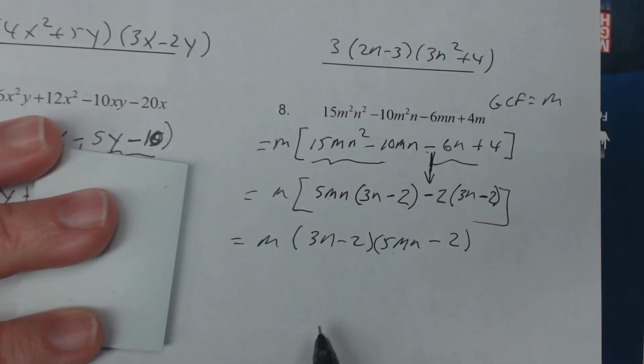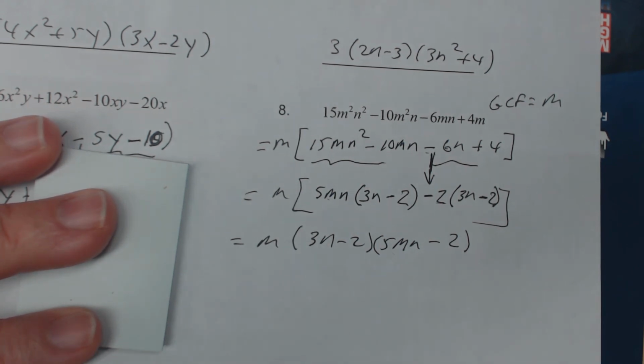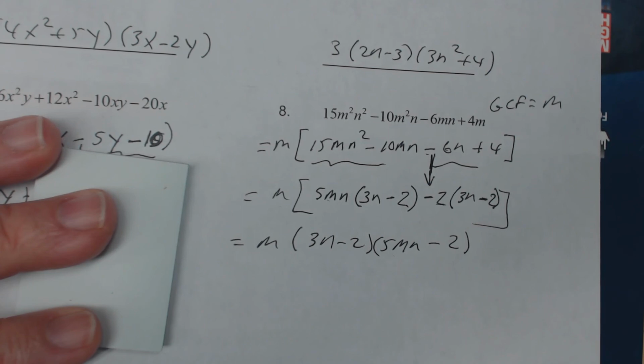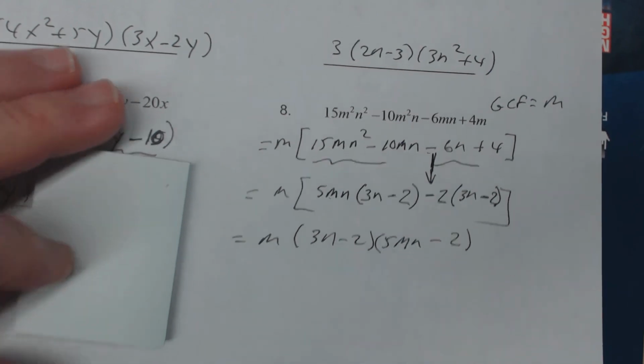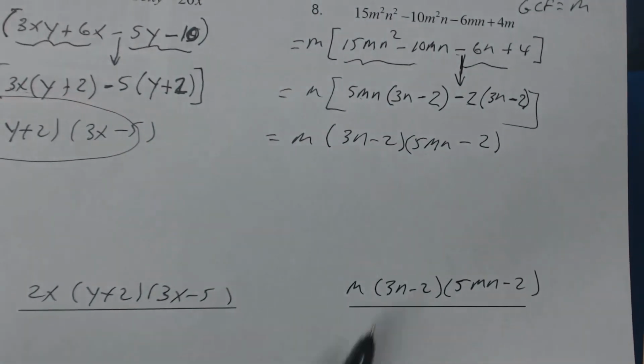So my answer has 3 factors, m. The other factor is 3n minus 2, and the other factor is 5mn minus 2. Okay? All right, so that's going to take care of that worksheet. So this is worksheet 6.1, Part C.